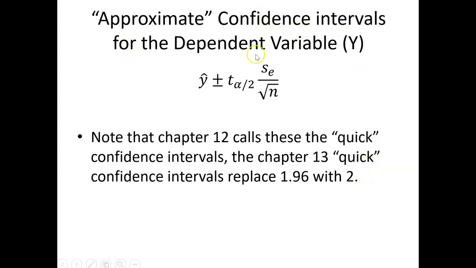So for the confidence interval for a dependent variable Y, you take the predicted value of Y, and then you add and subtract 1.96 multiplied by the standard error divided by the square root of n. So these are confidence intervals. Chapter 13 also talks about prediction intervals, and we're not going to worry about those anymore because for the data that we have, those prediction intervals are always going to be so wide that they include 0. So we're going to be thinking about confidence intervals.